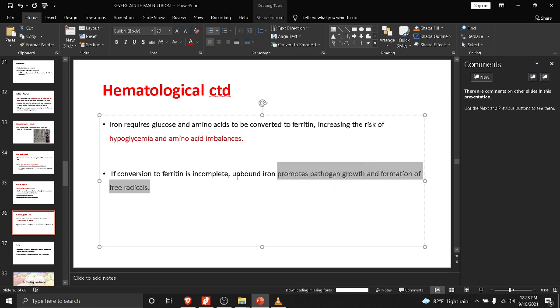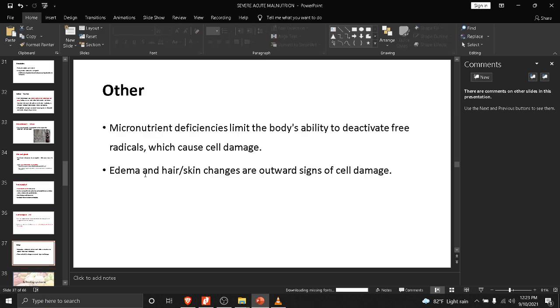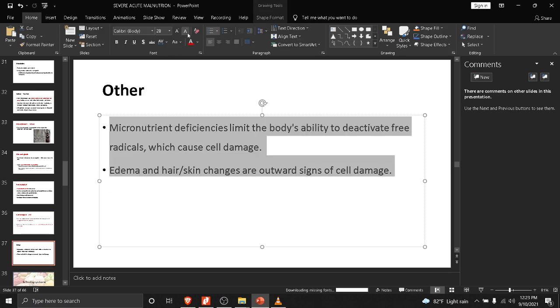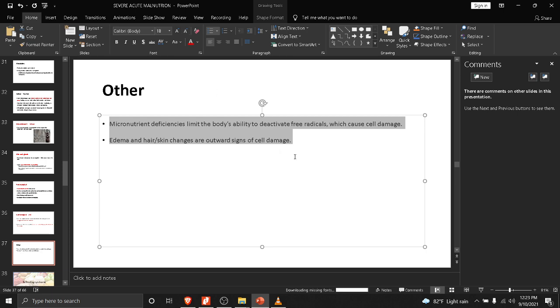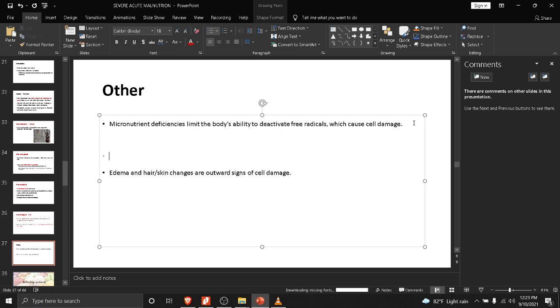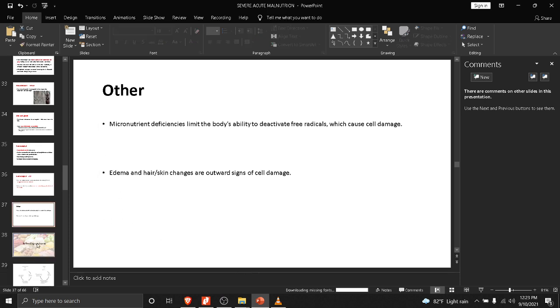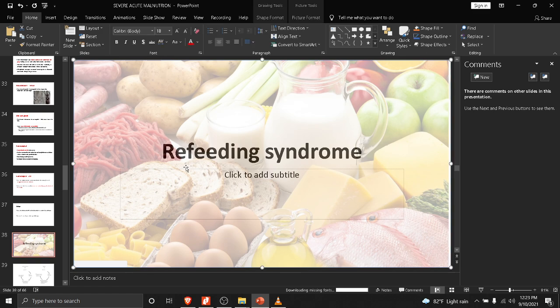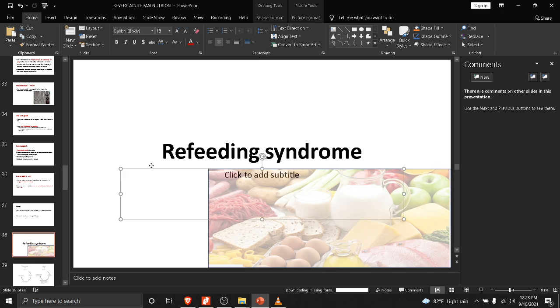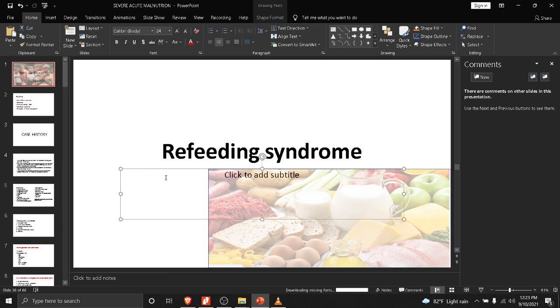The last part of the pathogenesis is particularly the micronutrient deficiency. They limit the ability to deactivate free radicals, which cause cell damage. Also, all the other manifestations of the SAM like edema, hair and skin changes. So they consider refeeding. So as a summary, in severe malnutrition, what happens is, due to conservation of energy, the body is in the catabolic state.